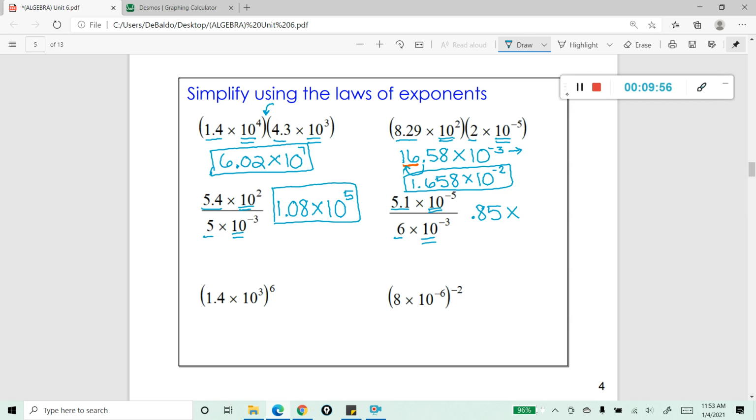So -5 minus negative 3. See that? Negative 5 minus negative 3 is really adding 3. So that's going to give us 10 to the negative 2. But there's a problem here. Do you see the problem? Do you see how my decimal is in the wrong place?